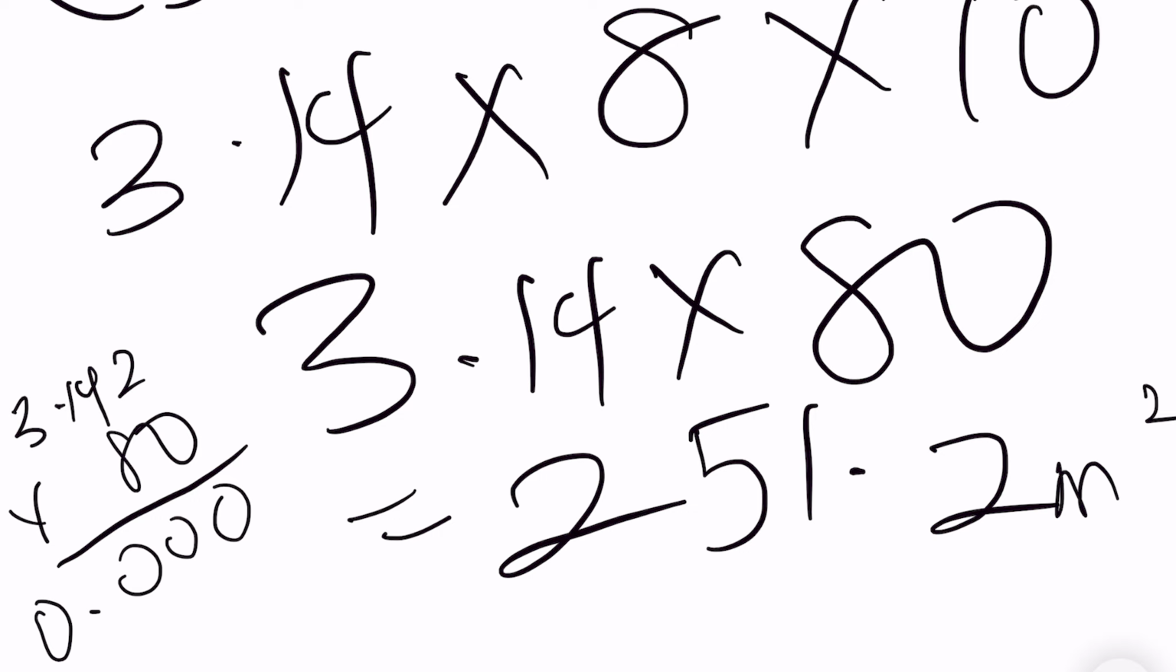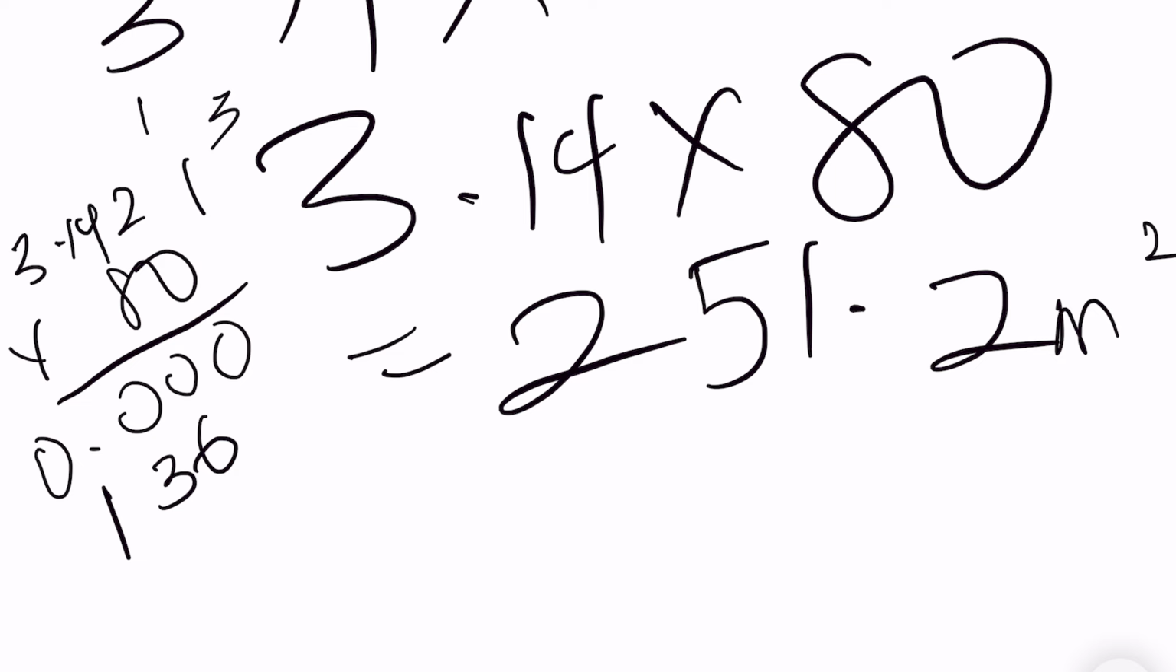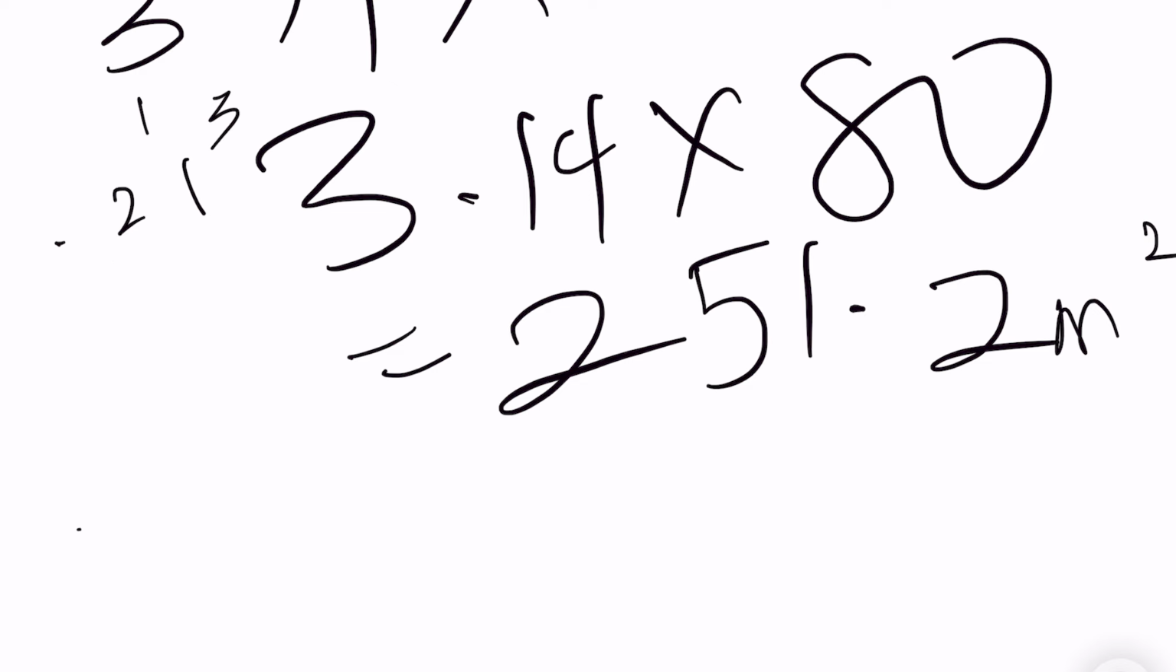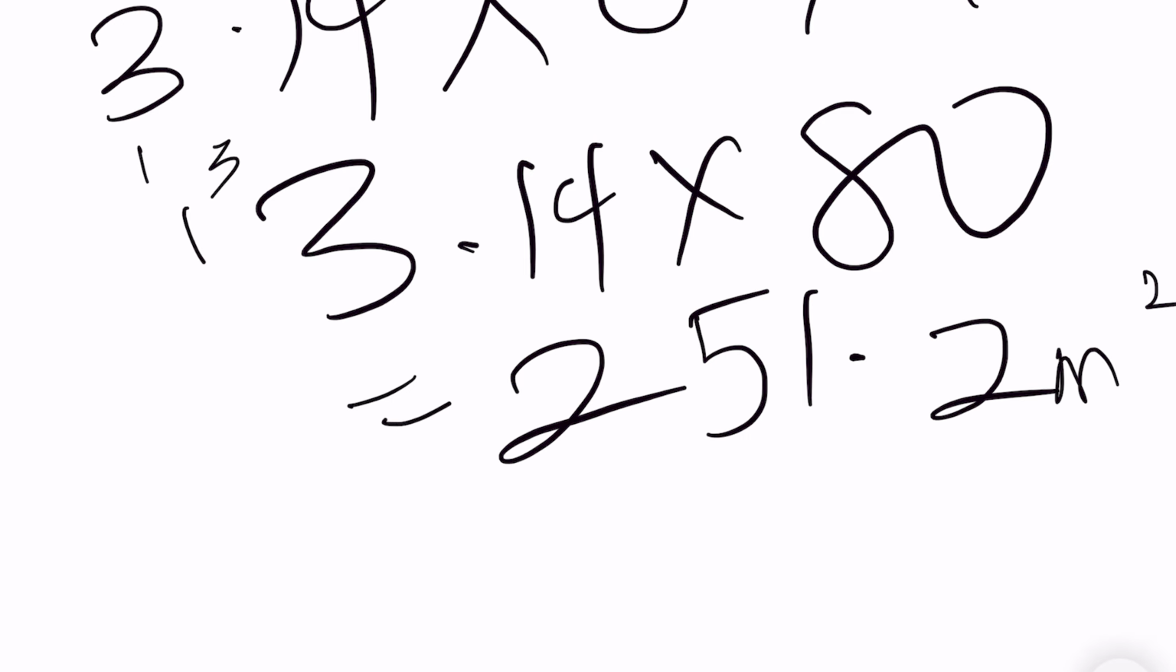8 times 2 is 16. 8 times 4 is 32. That's 33. So when we solve this, you have it to be 251.2 meters squared.